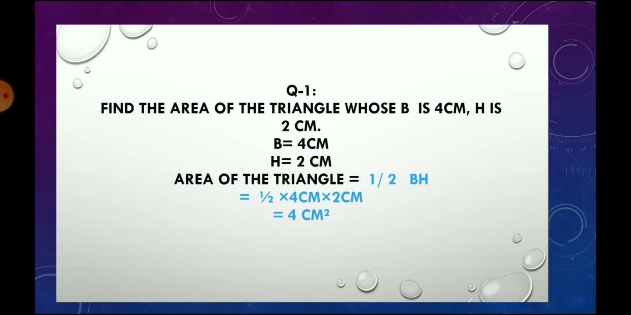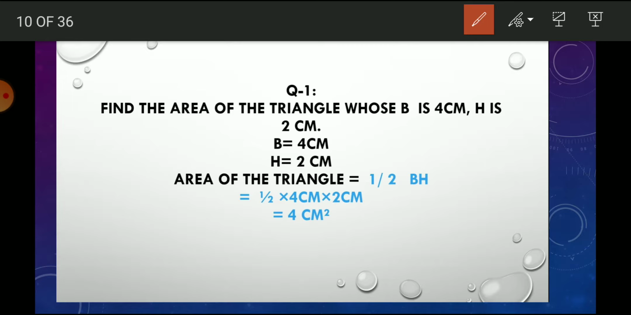Okay, see the first one. Find the area of the triangle whose b is 4 centimeter and h is 2 centimeter. So here, what they give: b equal to 4 centimeter, then h equal to 2 centimeter. So what is the formula of area of the triangle? Half into b into h. So here half into 4 into 2. 1 2 is 2, 1 2 is 2, so the remaining is 4 centimeter. And here they gave to find out area, so centimeter square.